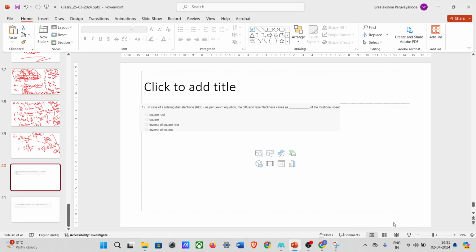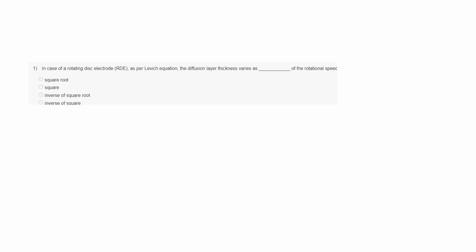The first question is: in case of rotating disk electrode, as per the Levich equation, diffusion layer thickness varies as dash of the rotational speed. Is it square root, square, inverse of square root, or inverse of square? What is it? Inverse of square root. Yes, it's inverse of square root.